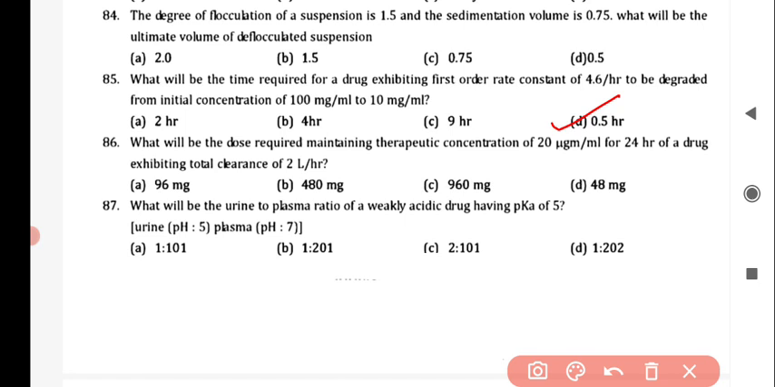Next question is, what will be the dose required maintaining therapeutic concentration of 20 microgram per ml for 24 hours of a drug exhibiting total clearance of 2 liter per hour? And the correct answer is option C, that is 960 mg.